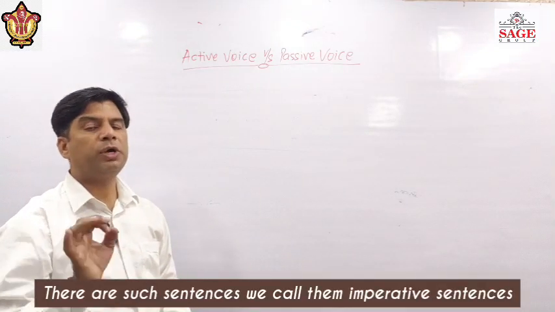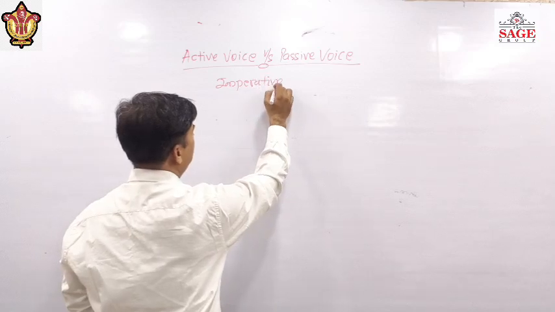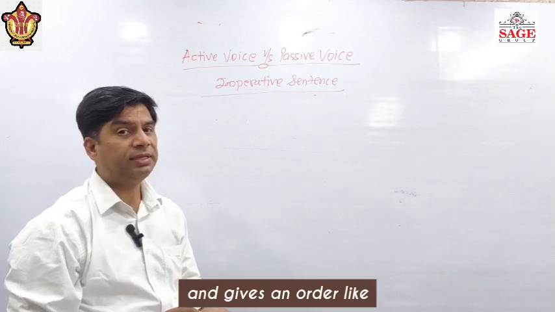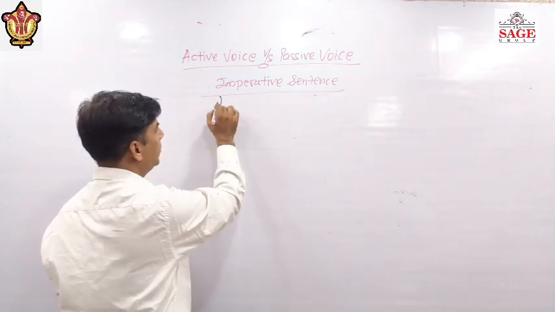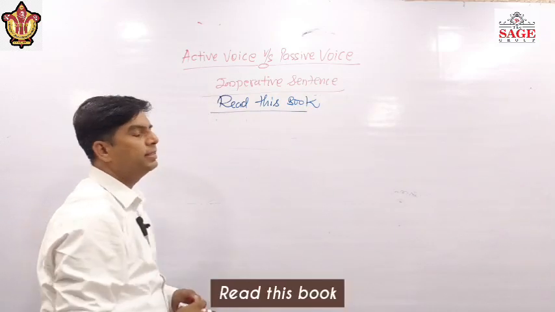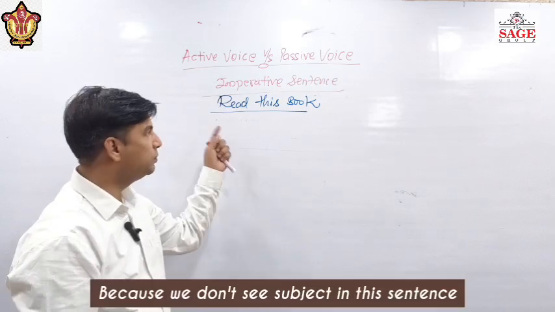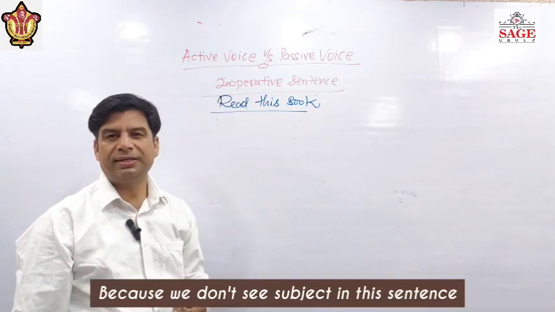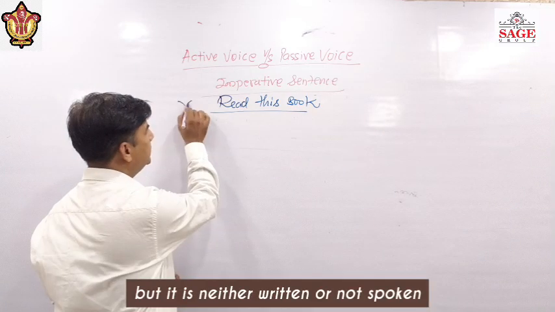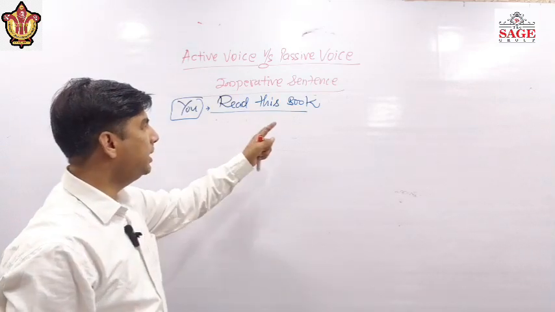There are such sentences, we call them imperative sentences. What are those? Imperative sentences are the sentences that start with a verb and give an order, like read this book. इस book को पढ़िए. Read this book. Now, how can you make this sentence into passive voice? Because we don't see a subject in this sentence. It is not there, like the subject is not available. Subject is there, but it is neither written nor spoken. It's only understood.